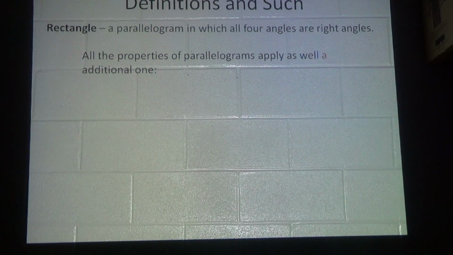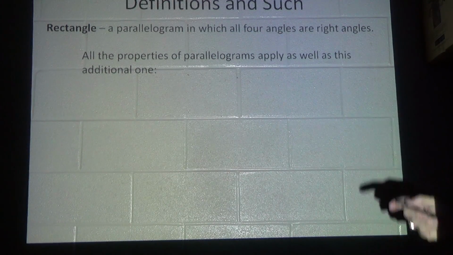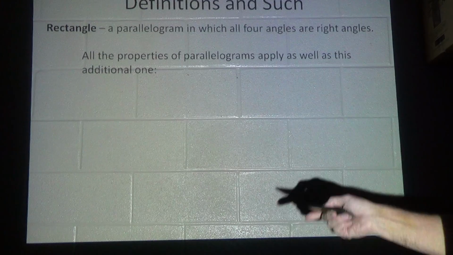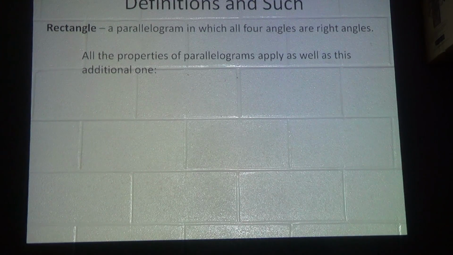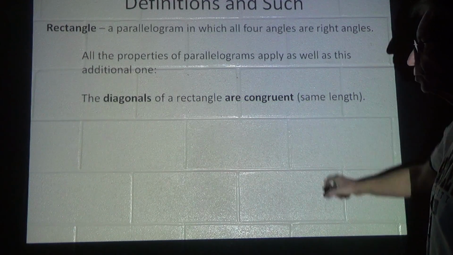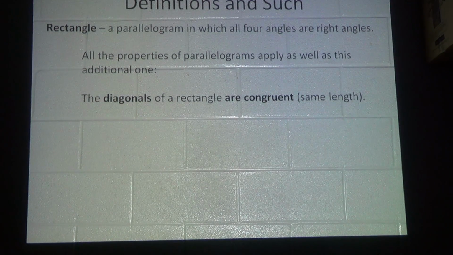Okay, all the properties of parallelograms apply as well as this additional one. So what they're telling you here is go back to the previous lesson, and all the things that we learned there about the opposite sides being the same length, the opposite angles being the same, consecutive angles adding up to 180, and all that kind of good stuff is applicable to rectangles as well. But here's the one that they add to it. This is the other thing that you can use to identify rectangles. If you have a parallelogram and the diagonals are exactly the same length, then that means that it is a rectangle.